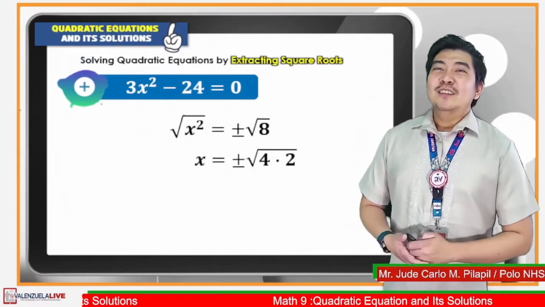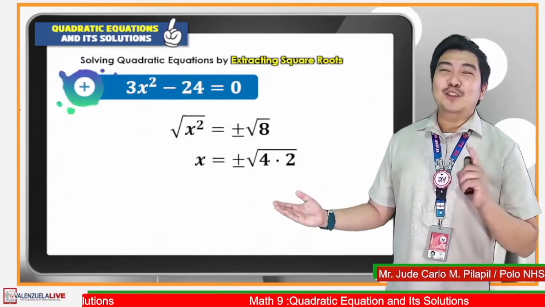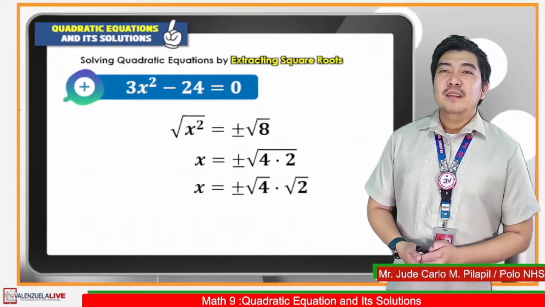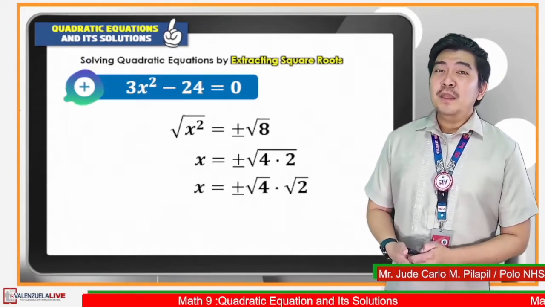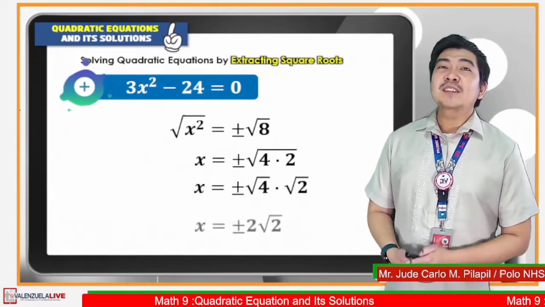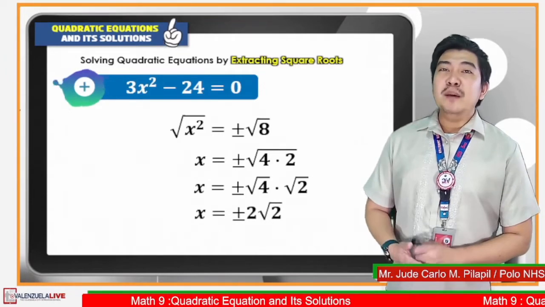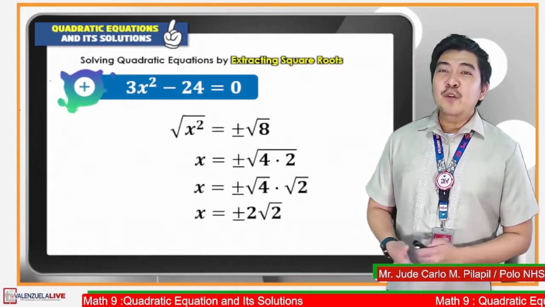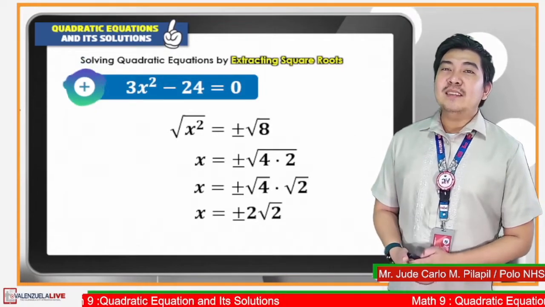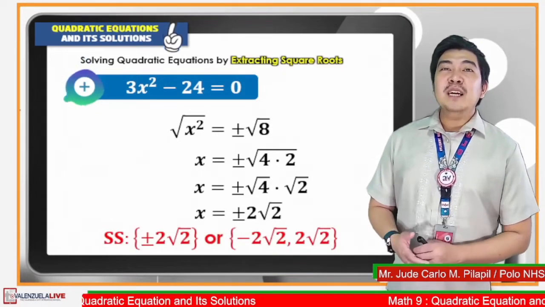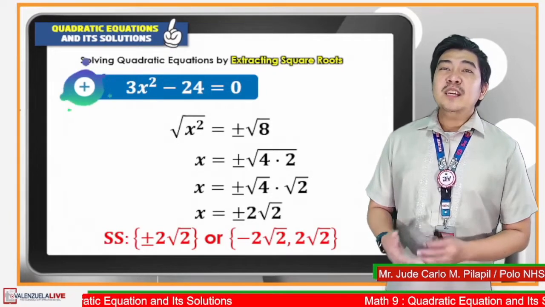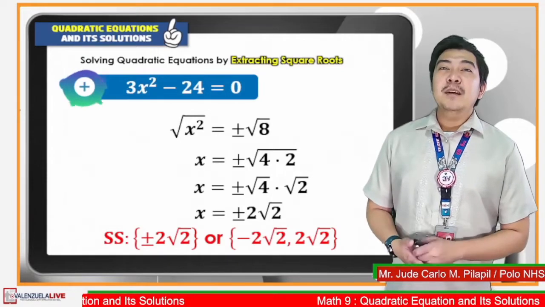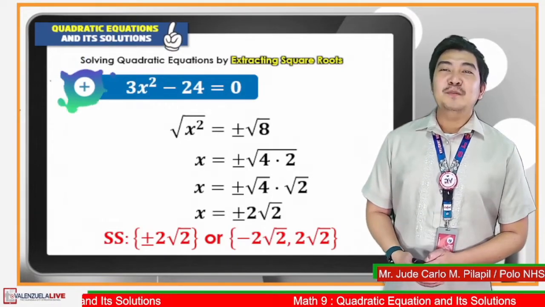Very good. So the factors will be 4 and 2. So we extract the square roots of each of the factors. The square root of 4 is 2. The other factor will remain inside the radical or the square root symbol since it can no longer be simplified. Therefore, the solution set is the set containing positive and negative 2 square root of 2, which can also be written as negative 2 square root of 2, comma, positive 2 square root of 2.